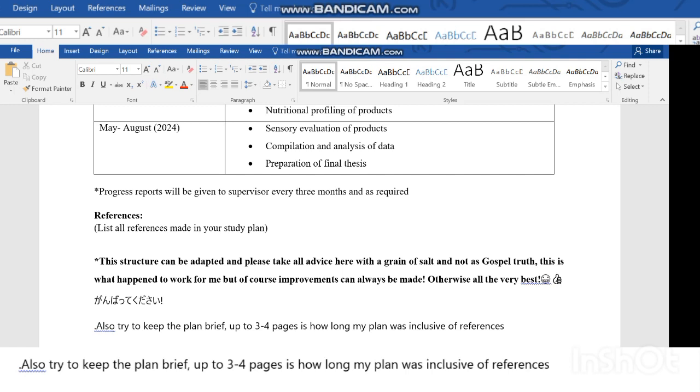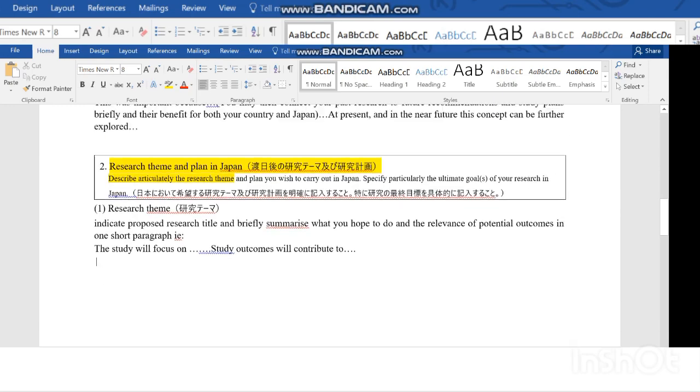Otherwise, all the very best. Ganbatte. Ganbatte kudasai. Also try to keep the plan brief. Up to 3 to 4 pages is how long my plan was, inclusive of references. So that brings us to the end of the review of this research plan document.